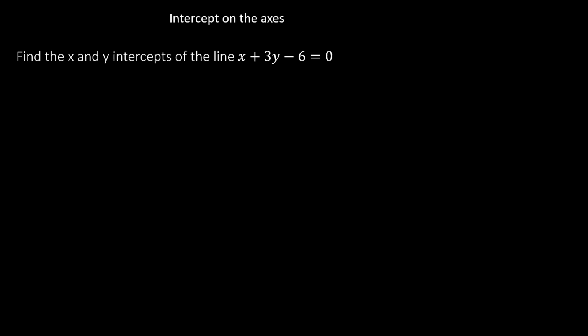In this tutorial, we'll talk about how you can find the intercept of a line on the x and y axis. To simply get the intercept on the y and x axis, for x axis, we substitute y to be 0 and solve for x, and for y axis, we substitute x to be 0 and solve for y. The first one is intercept on the x axis.